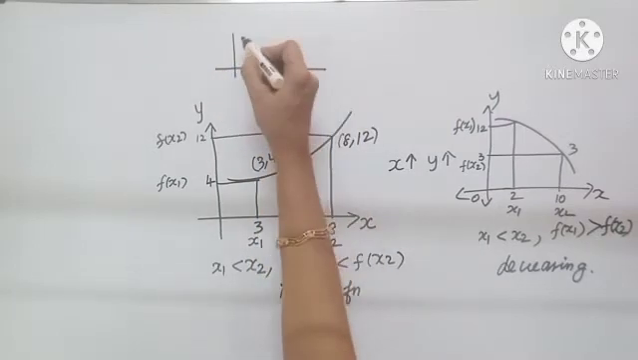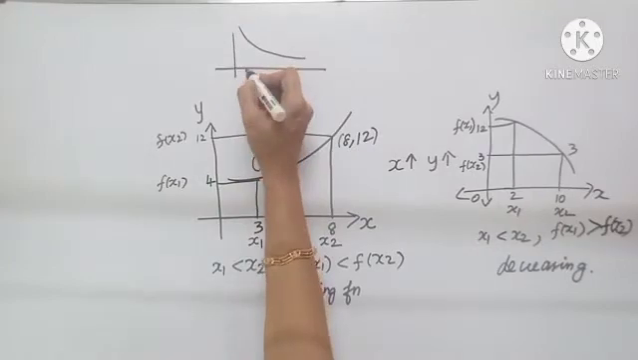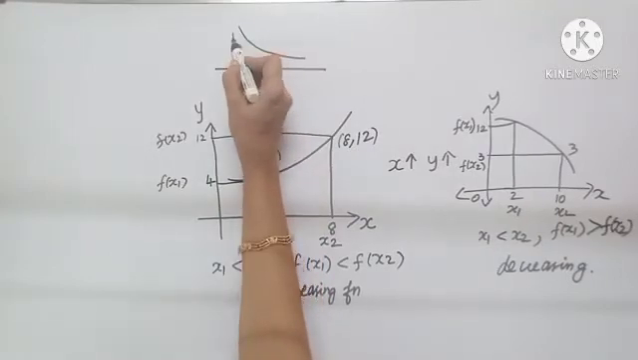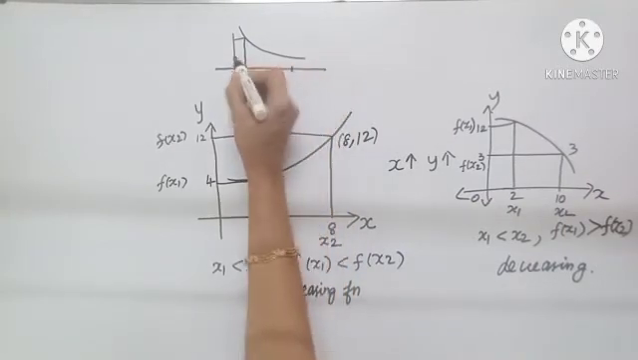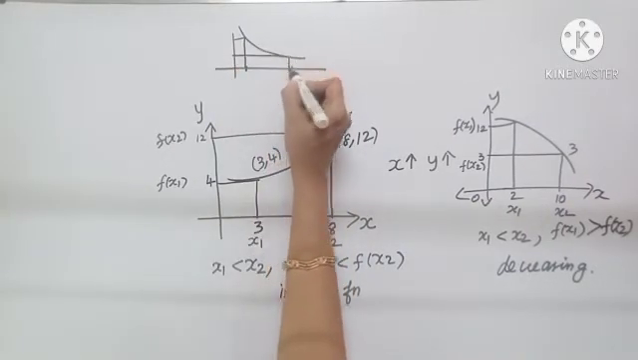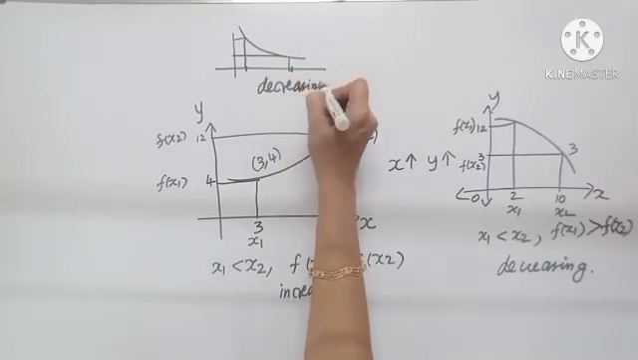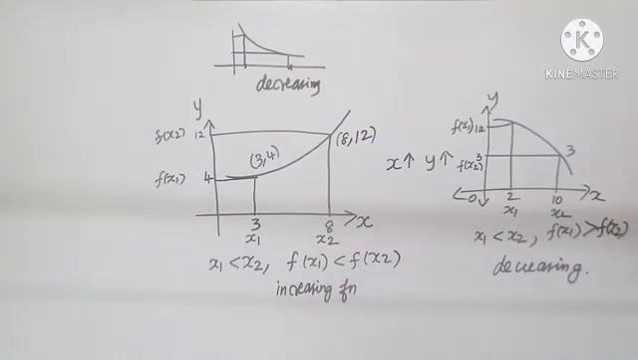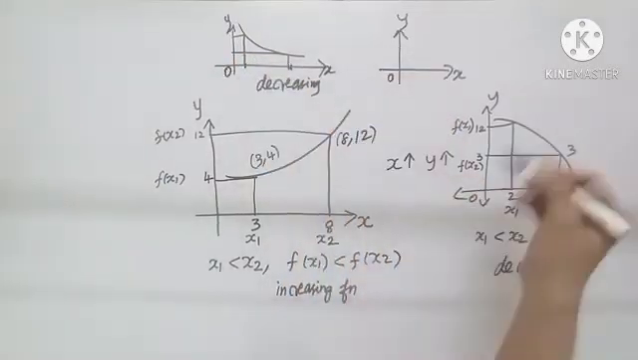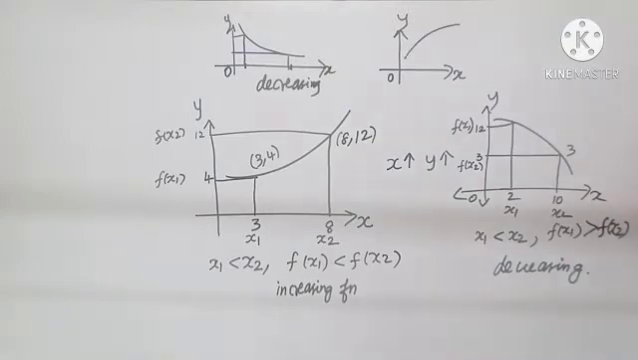Suppose I have a curve like this. What will you say? Now also, x is small but y is big. When x is big, y is small. So this is also a decreasing curve. As I see the curve, I must be able to say whether it is decreasing or increasing. Any quadrant it may come in. Just for clarity, we are doing it in the first quadrant.